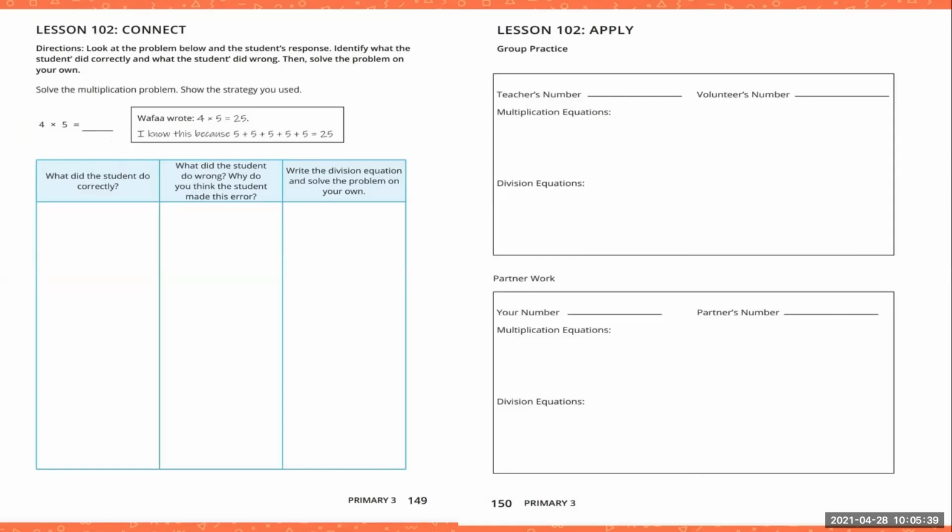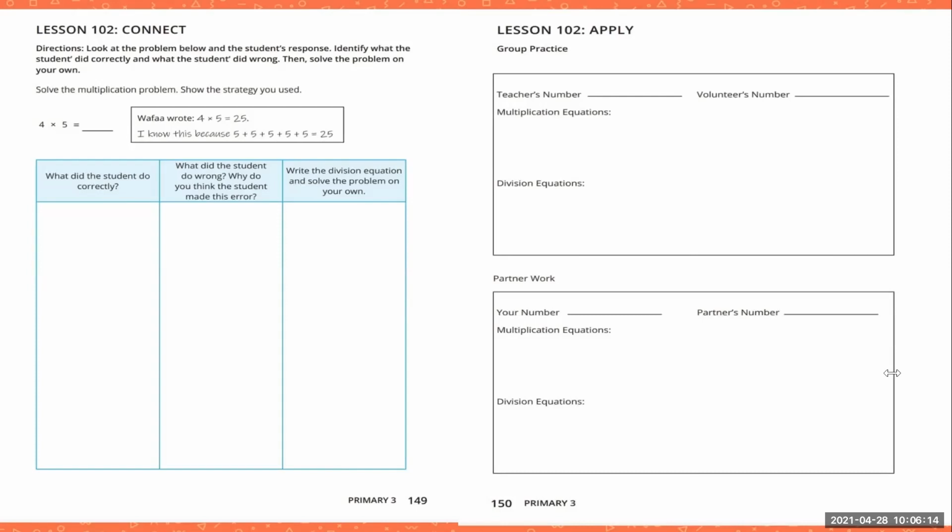Wafa is a student. She wrote that 4 times 5 equals 25. Why? Because she said, I know that I will repeat 5. How many times here? 1, 2, 3, 4, 5. She repeated 5 five times. Is it correct?